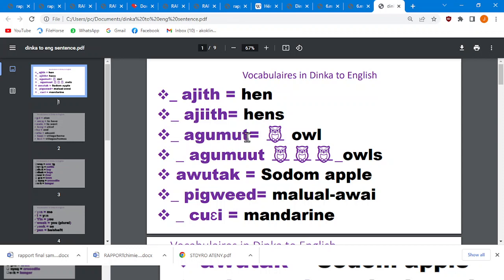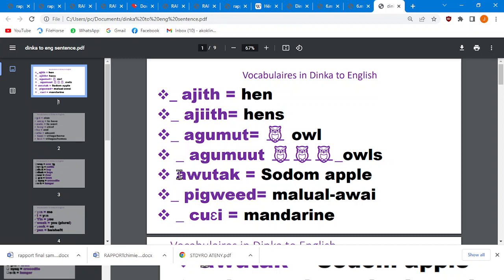Agumut means wool. You can see the photo here, wool, agumut. Plural form of agumut is called agumut. You can see what we add here is we add u to be alls. You see, there are three, more than three or five, and so on. They are called agumut. One is called agumut.